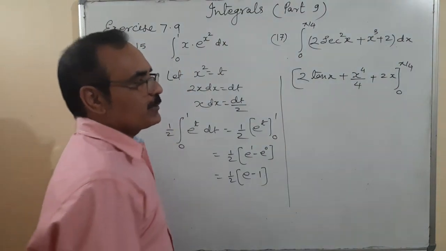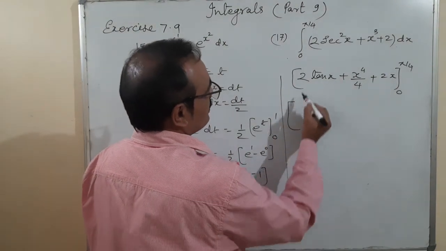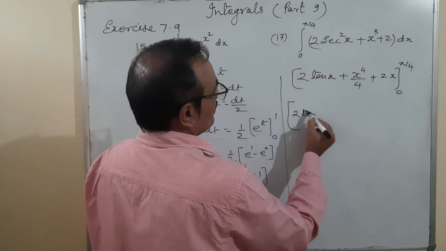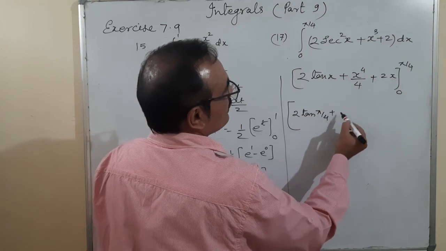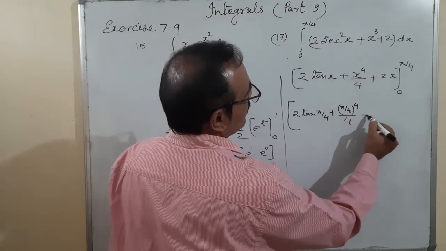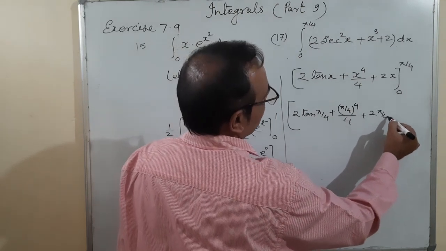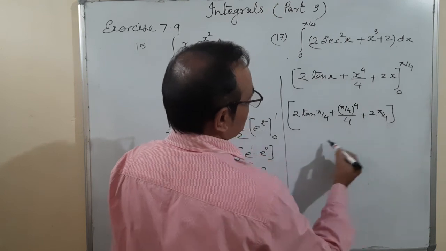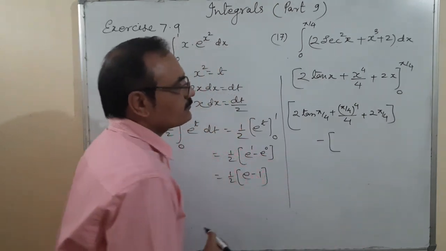First I am going to put pi by 4 in place of x: 2 tan(pi by 4) plus (pi by 4) to the power 4 upon 4 plus 2 into pi by 4. Upper limit minus lower limit.